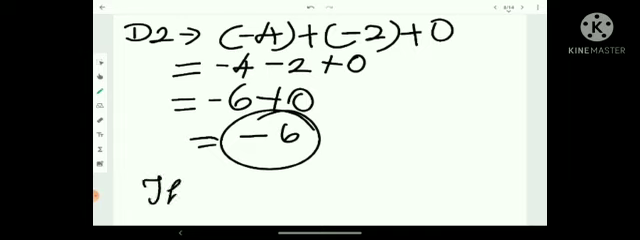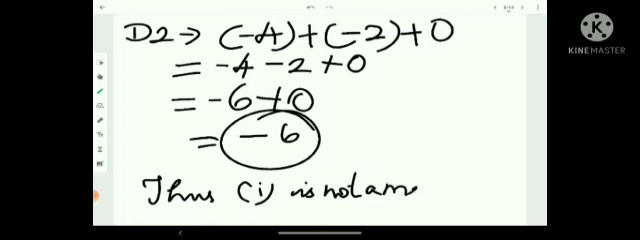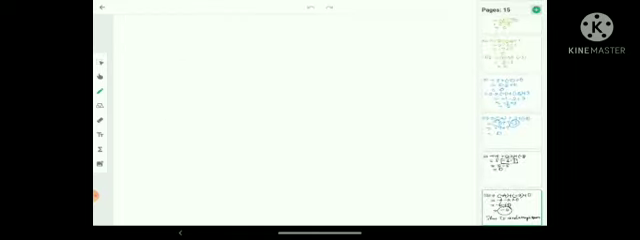Thus 1 is not a magic square. Okay, I think you can understand. So I'm moving on to the next sum.